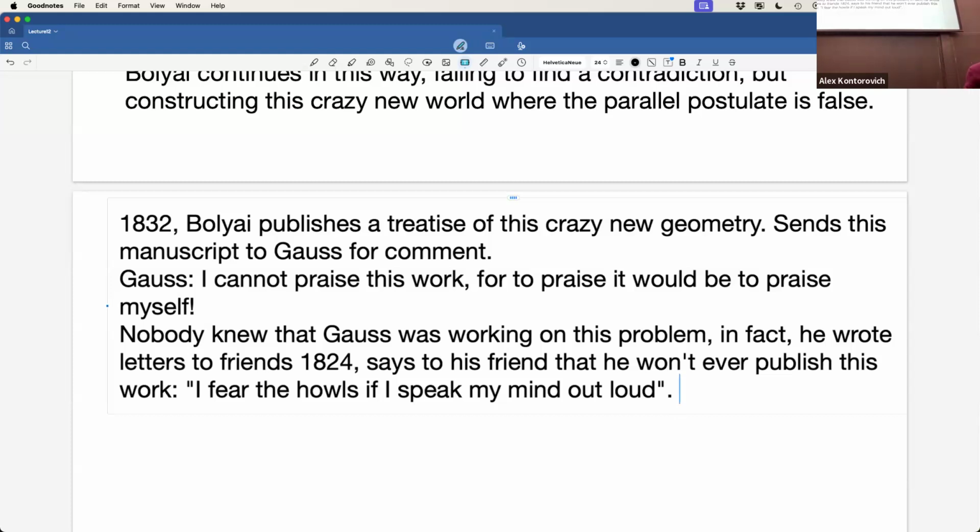100 years later, Einstein comes along. He needs the mathematics of curved spacetime for the general theory of relativity. Mathematicians had already worked it out.